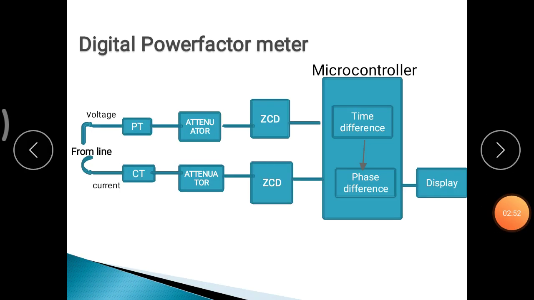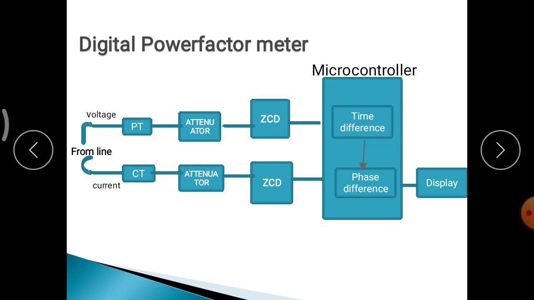Next, come to the CT, the current transformer. It senses the current and gives it to the attenuator and then again to the ZCD. Assume again the current waveform. When it crosses from positive to negative, assume that point as B. See here, point A and point B are not the same because they are not in phase, they are out of phase. So the voltage zero crossing and the current zero crossing will be different.